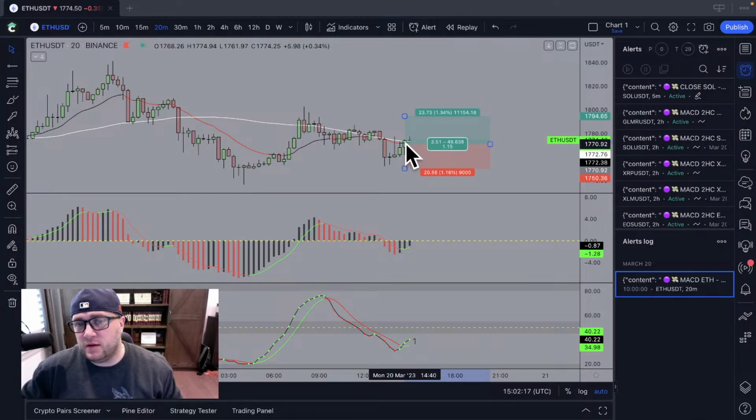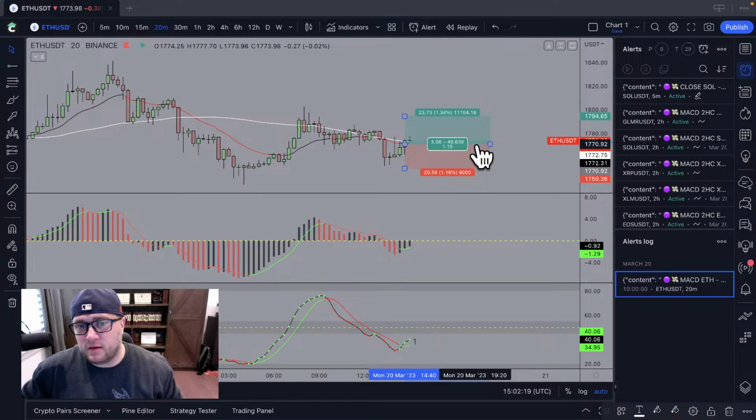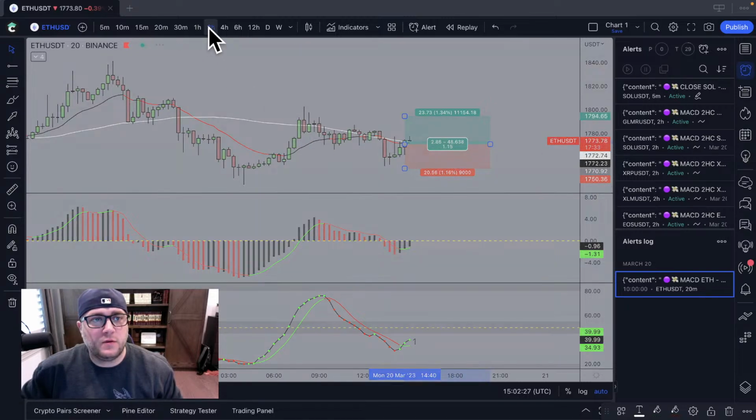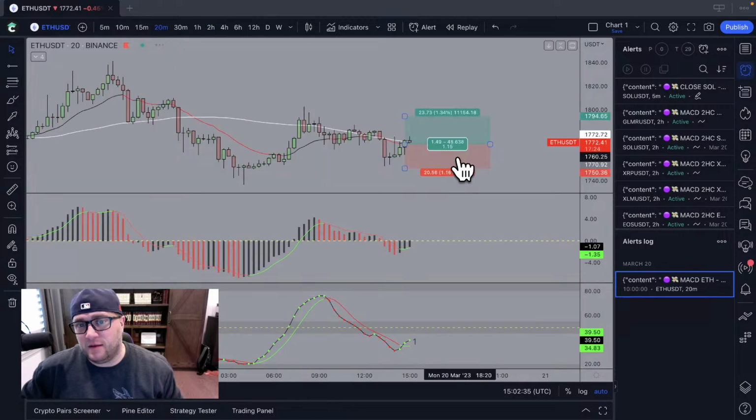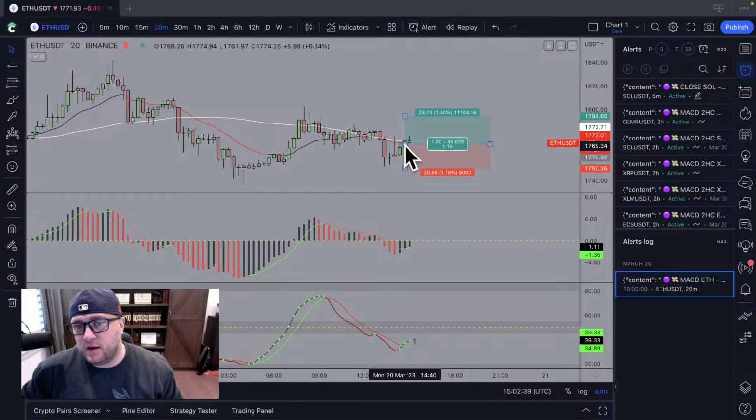Our entry is, what is that? Can't see. 17. Let's see what the 2-hour chart looks like. The 2-hour chart looks bad, so we're not going to take this trade. It looks like we're trying to push down to get in there. I think you'd be okay to take that trade, but I definitely would pass on that.